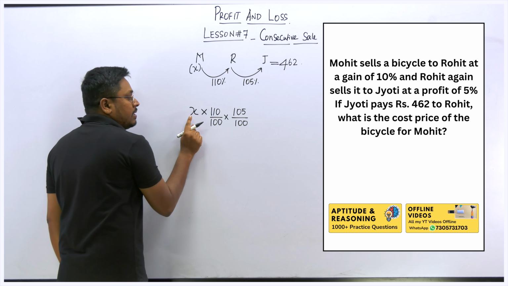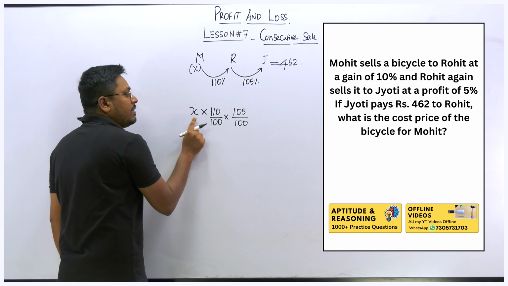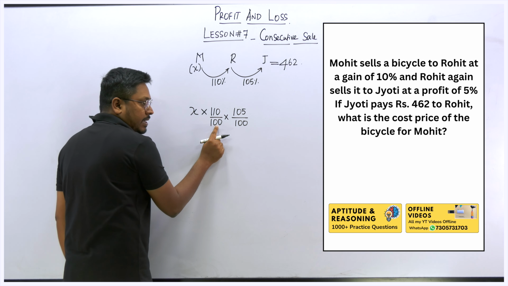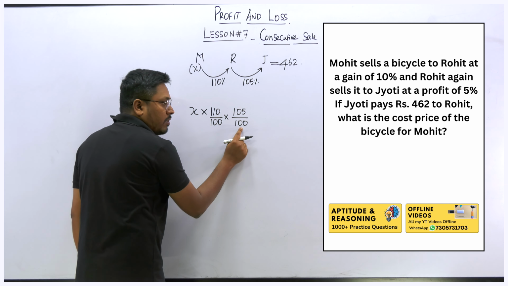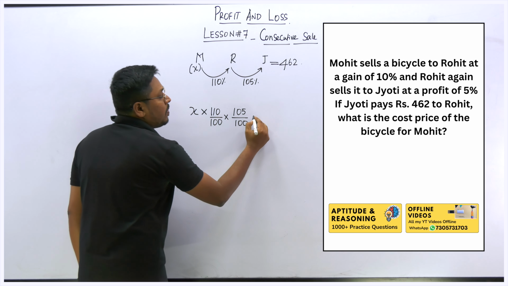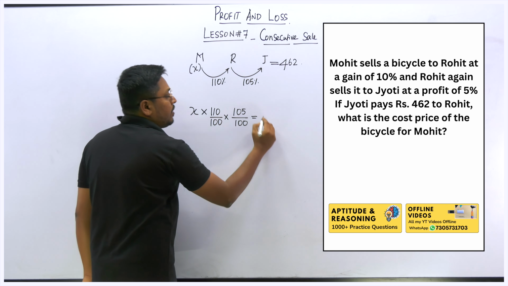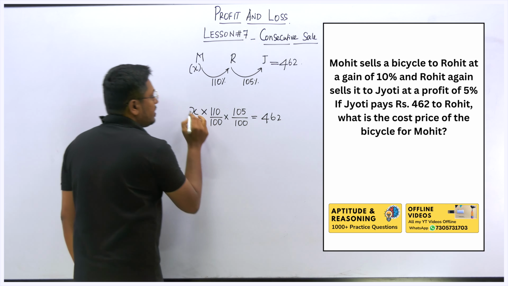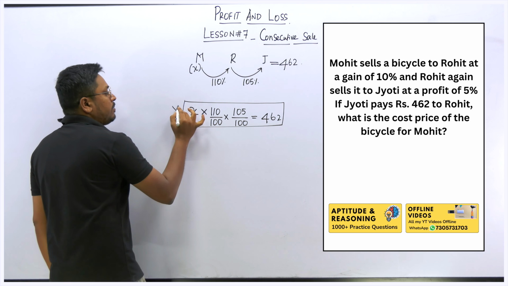So the first person, Mohit, purchased the scooter, that is X, and he sells the scooter with a profit of 110%. And then again this person sells the scooter for 5% profit. So finally, the scooter price paid by Jayoti is 462. Friends, understood or not how I wrote this? This is the most important step to solve the question.